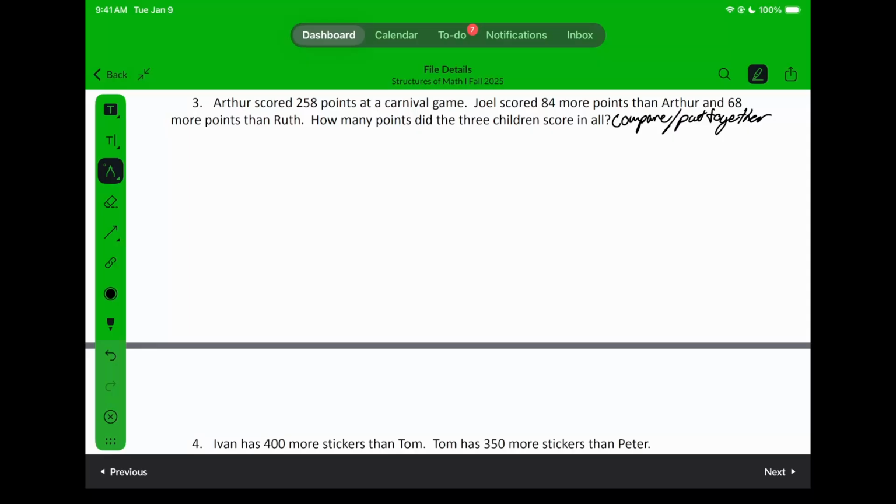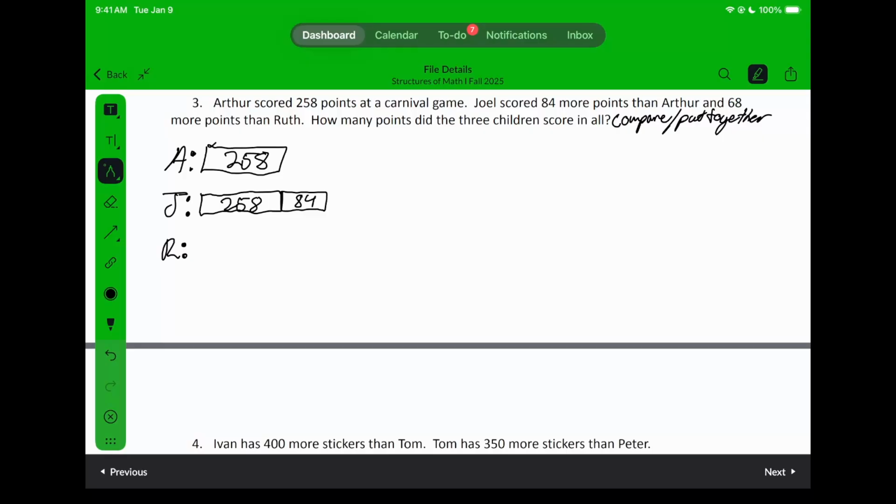So now we got to draw our strip diagram. We have Arthur, we have Joelle, and we have Ruth. And we know Arthur scored 258. And we know Joelle scored Arthur's plus 84. So these are actually the same amount.